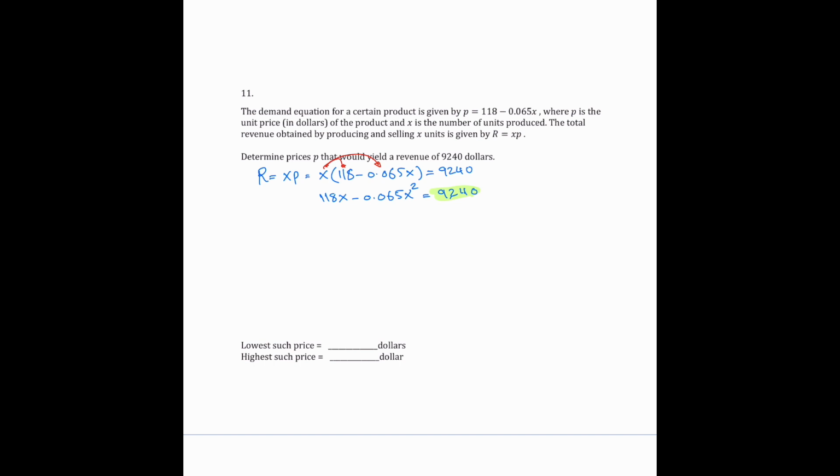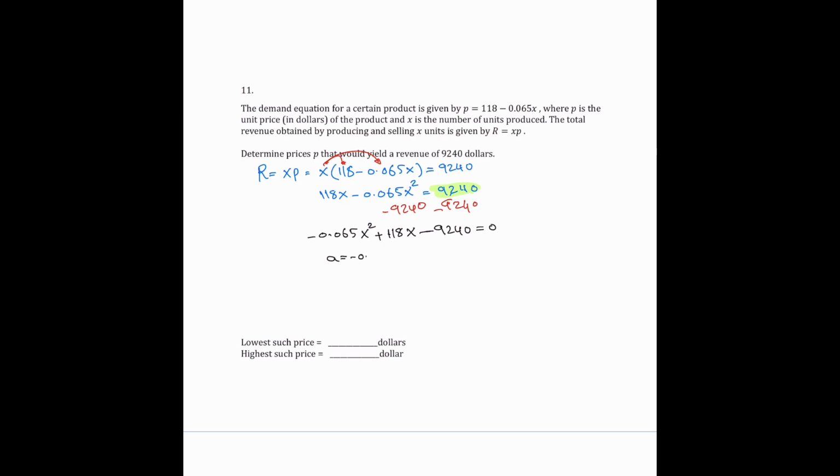Now we're going to make this into a quadratic, meaning this side needs to be 0. So we're going to subtract 9,240 from both sides of the equation, and I'm going to rearrange the terms. So negative 0.065x squared is the leading term, plus 118x minus 9,240 equals 0. Now all I need to do is determine A, B, and C. A is equal to negative 0.065, B is equal to 118, and C is equal to negative 9,240.